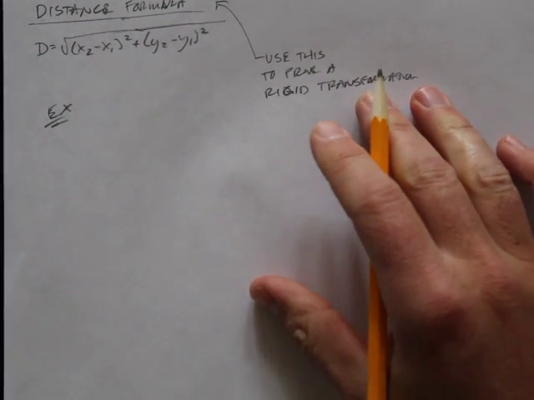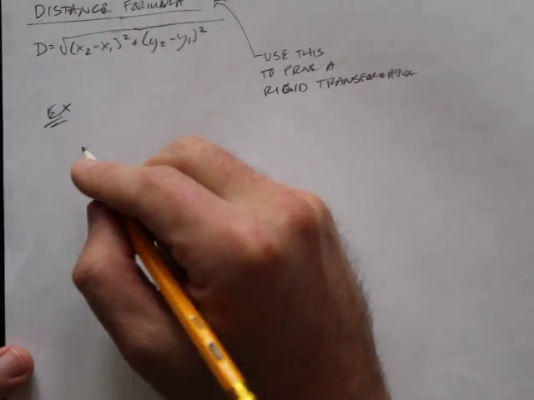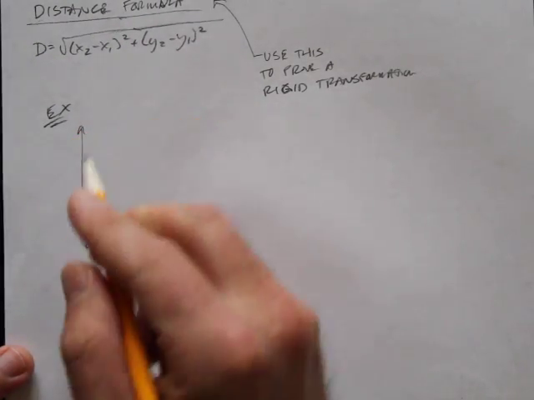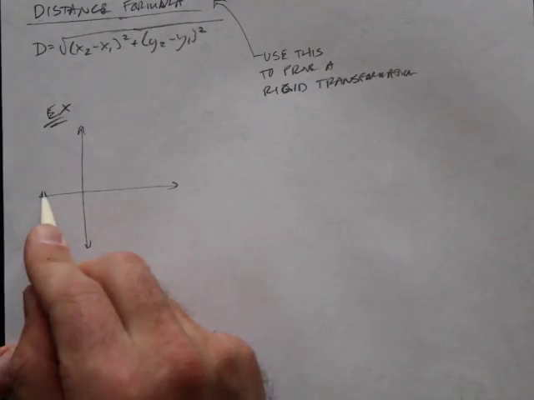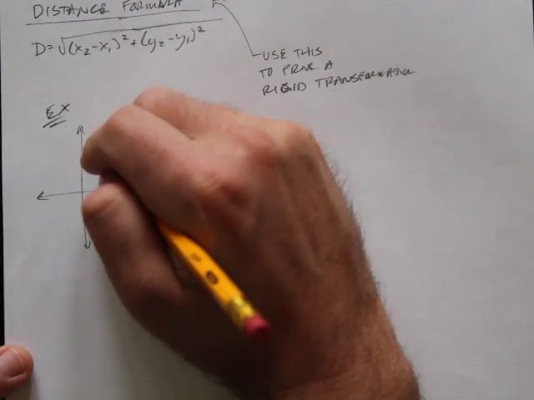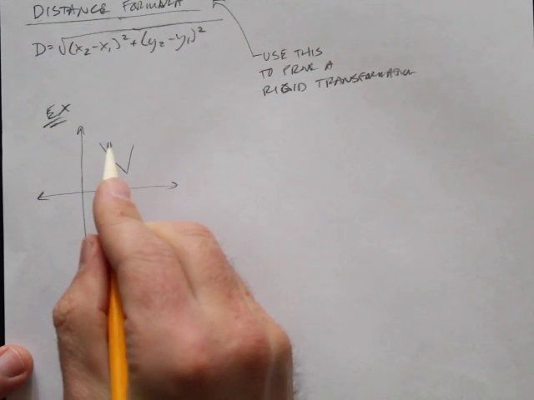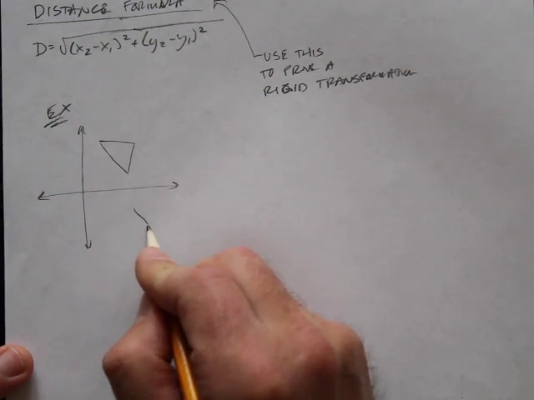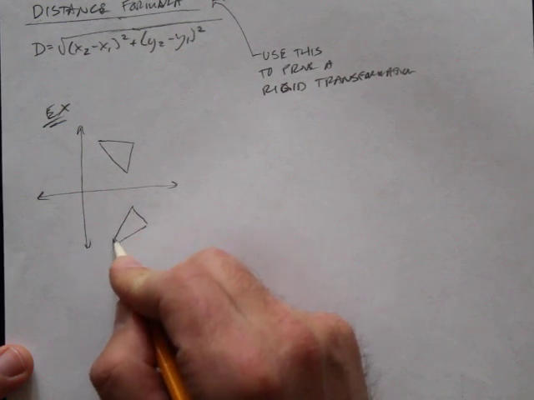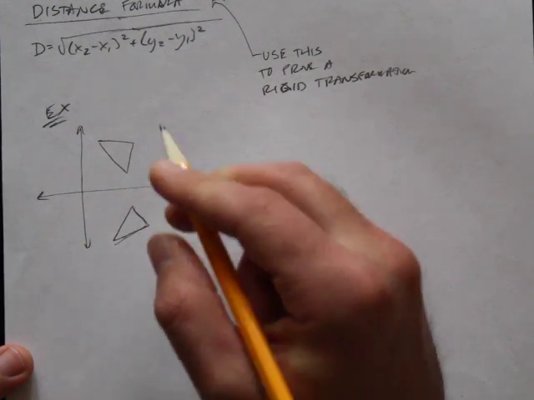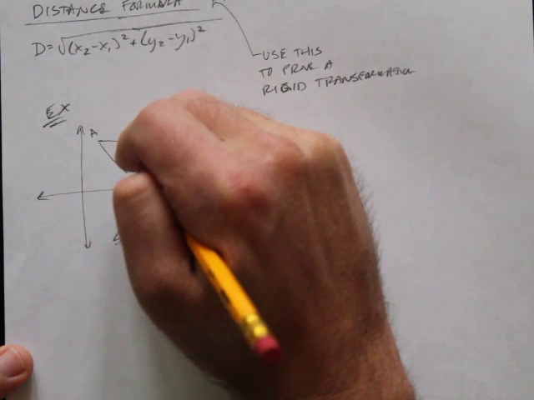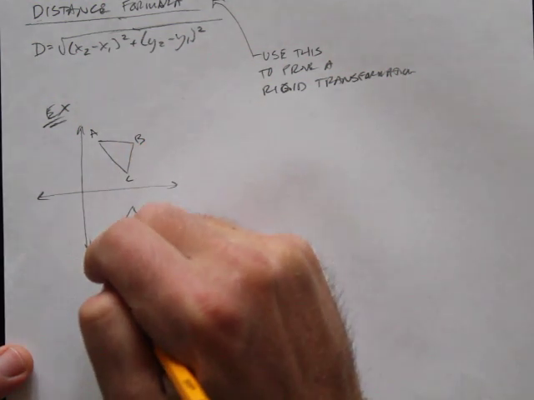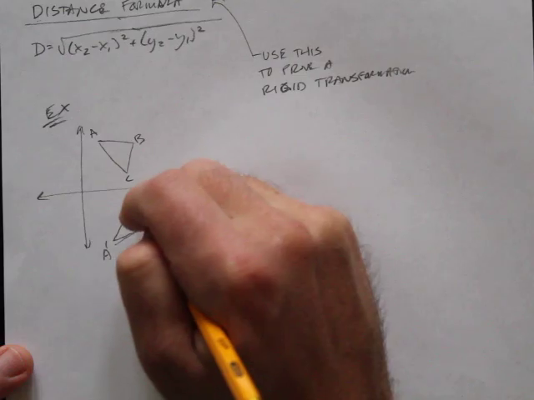Oh yes, okay. So here's our example. I have a coordinate plane. I have a triangle here, and I have a triangle here. And this is A, B, C, and this is A prime, B prime, and C prime.